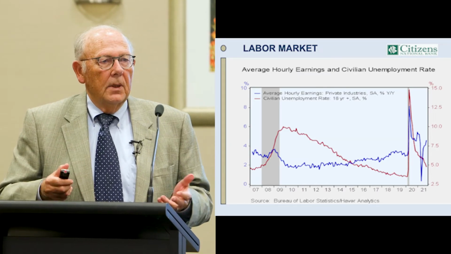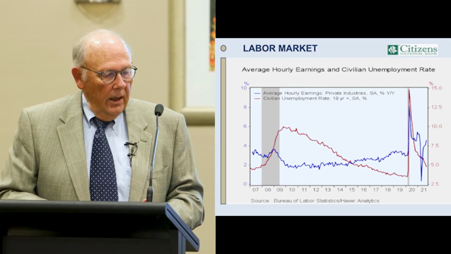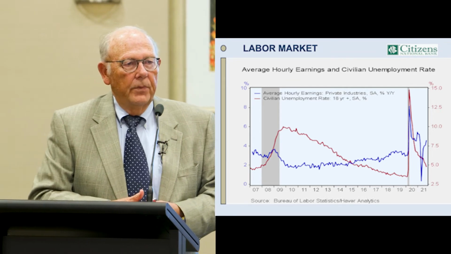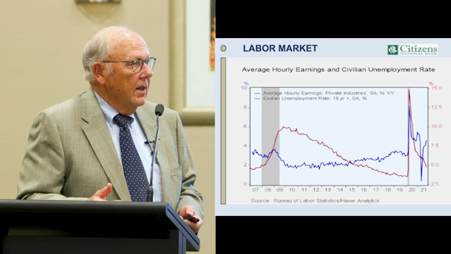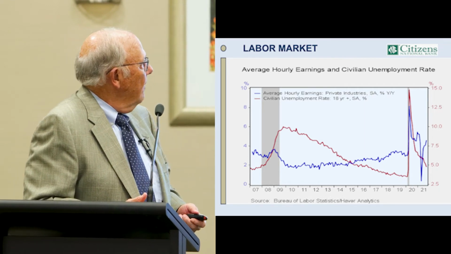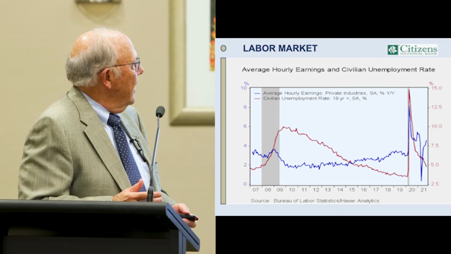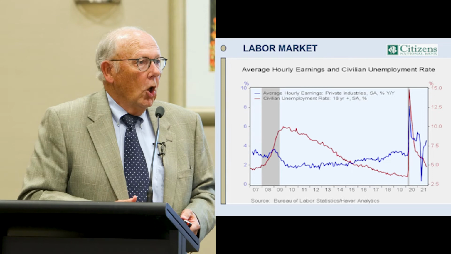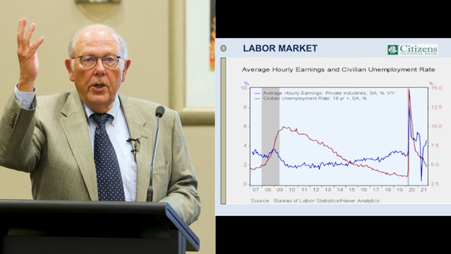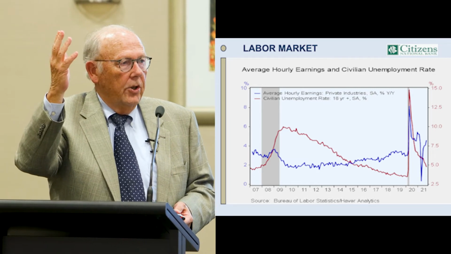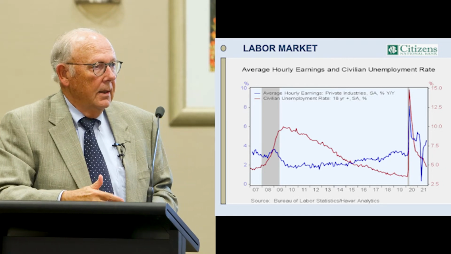Why can't we get people to take jobs? Why can't we get people to come back to work? And the numbers are shocking when we look at it. In this case, I'm looking at average hourly earnings, and as you can see, the red line is the civilian unemployment rate, and the blue line is the average hourly earnings in industry. Earnings are, if you look at the far right-hand side, starting to go up. Average hourly earnings are rising at a pretty healthy pace as unemployment has declined.